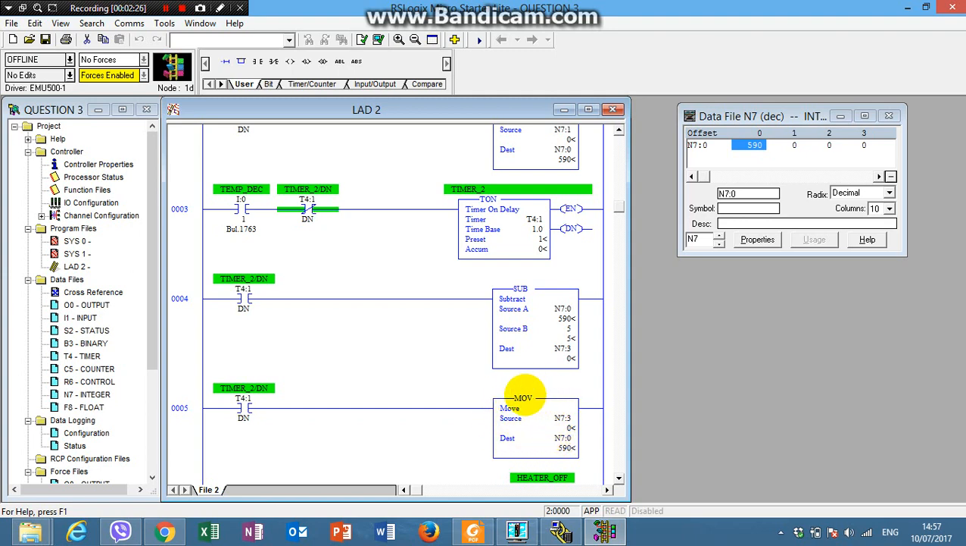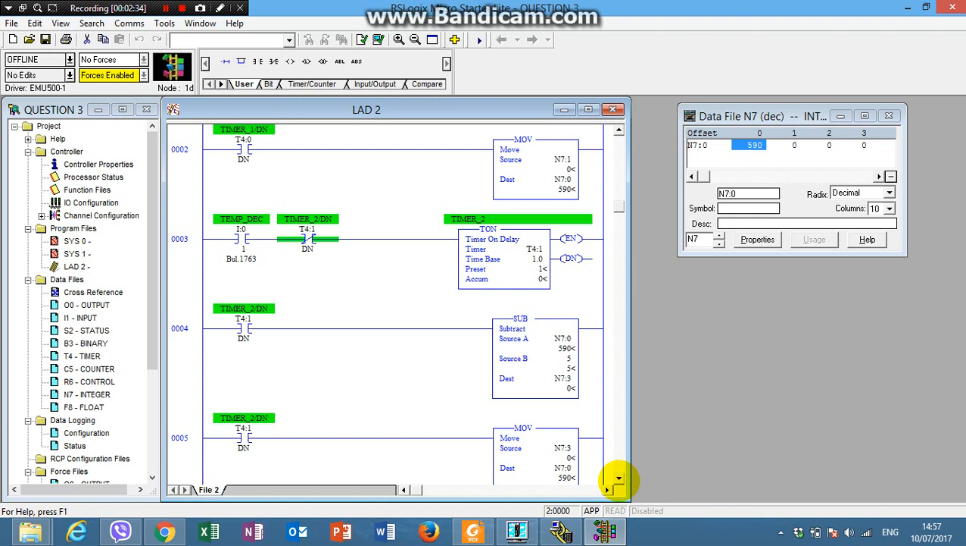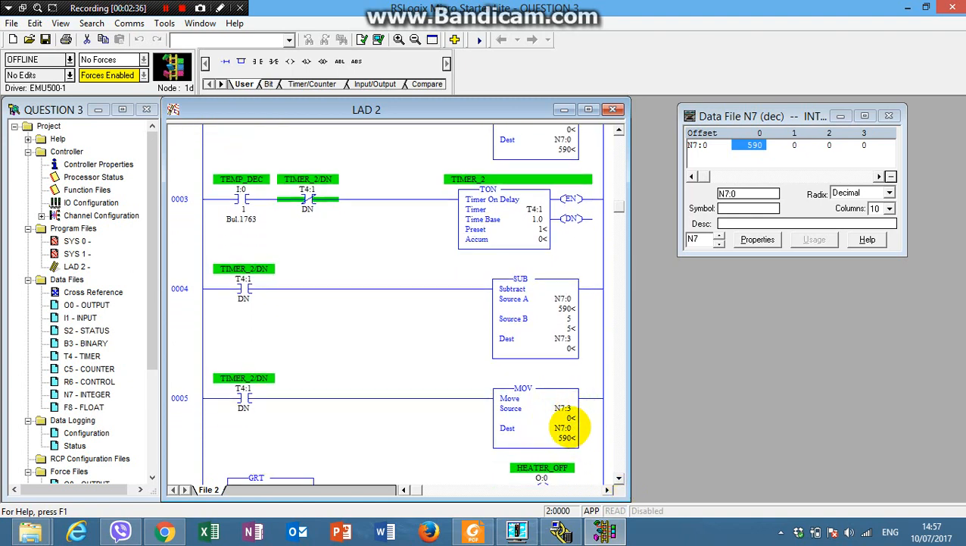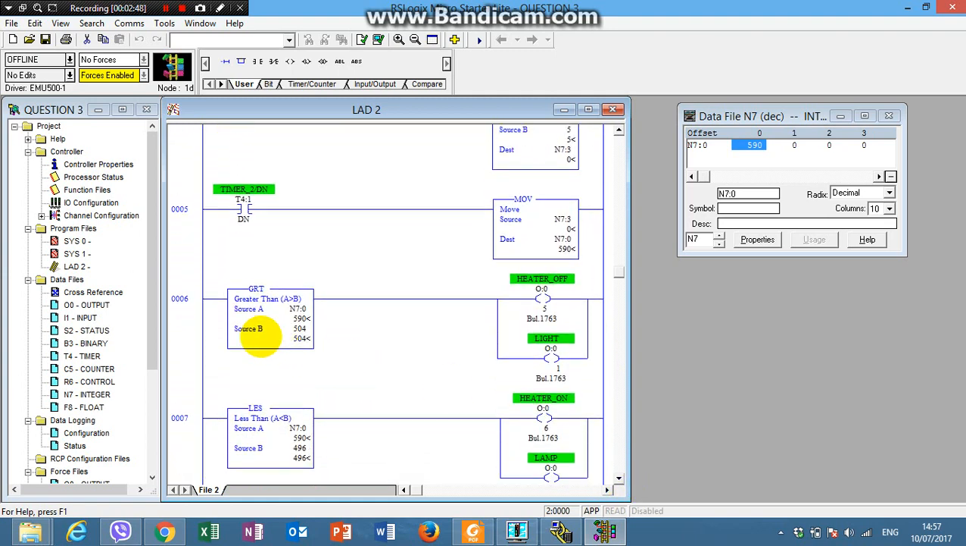the move function. This move function is similar to the move function I described. This is used to store the updated value of N70, so that every 1 second the temperature decreases by 5. So now here are the two conditions. Whenever the temperature stored in N70 is less than 504, that is the lower set point.